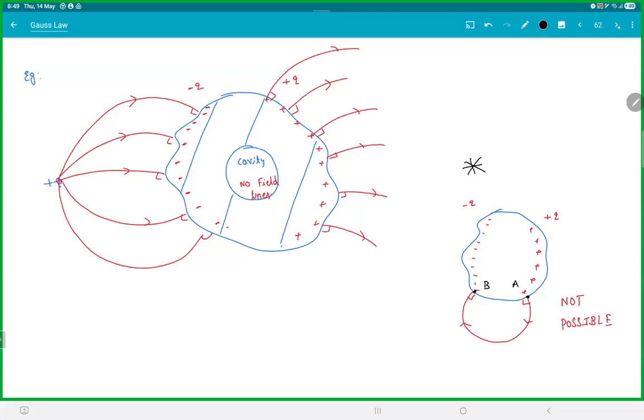What is the explanation that I'll give you? You remember the statement: in the direction of the electric field, potential decreases. So if you go from A to B in the direction of the electric field, the potential at B should be less than the potential at A. But we said the conductor is an equipotential region, so VA is equal to VB. Therefore, you cannot have field lines going from your own surface to your own surface, because if you have field lines, there will be a potential difference.